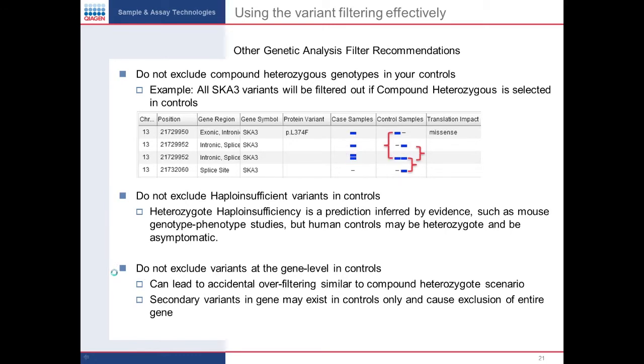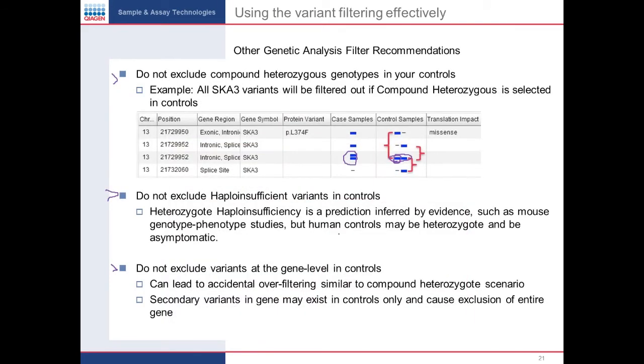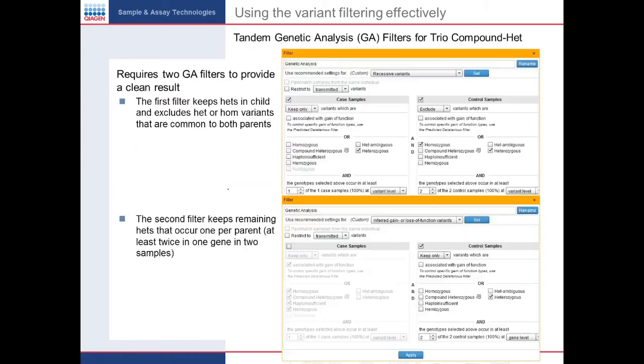Also, excluding at the gene level, I'm going to go back a slide. You have an option to toggle this to variant or gene. I don't recommend doing gene for the same reason that the compound hets can be a problem. You can end up with other sporadic variants. Now you have variants that are present in a gene, the whole gene gets thrown out, and now you just lost your data because you overfiltered. So those are just a few additional tips on using that genetic analysis filter. It's a great filter. You just need to be a little bit careful in walking through it.